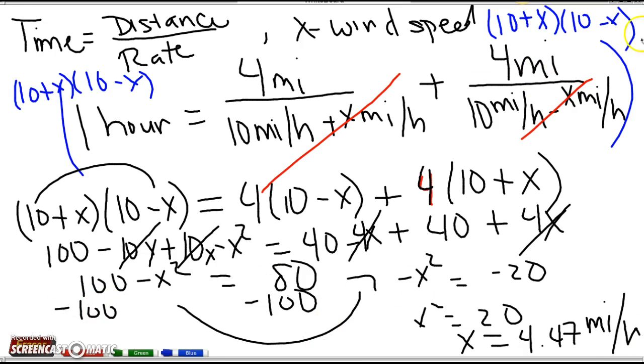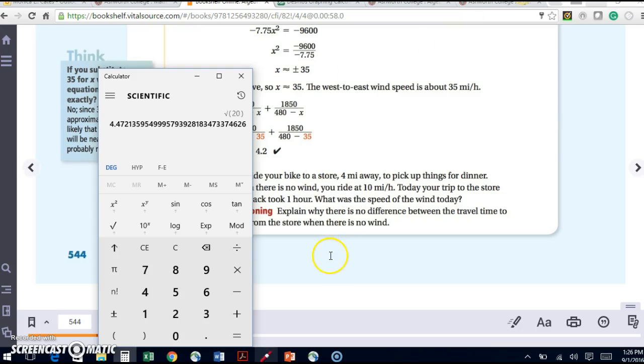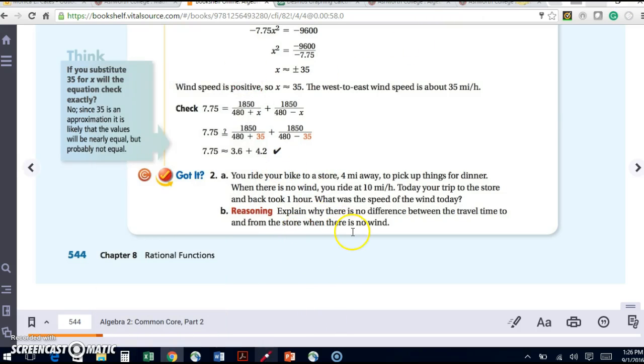I think there was one more part. It says, explain why there's no difference between travel time to and from the store when there is no wind. If there's no wind, there's nothing holding you back when you're going in one direction, and there's nothing pushing you going in the other direction. So that's why there's no difference when there is no wind. I hope this helps.